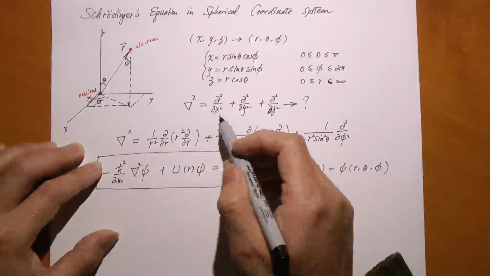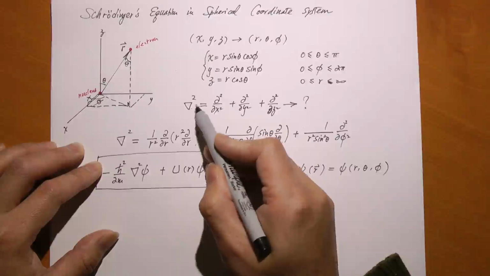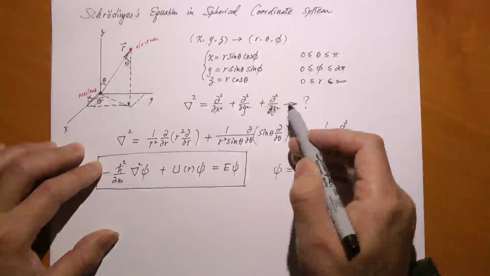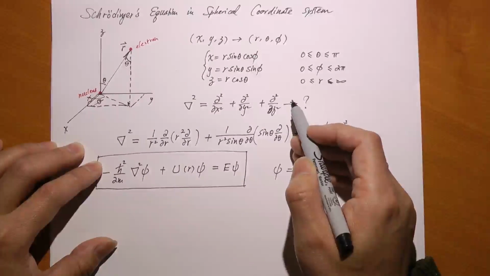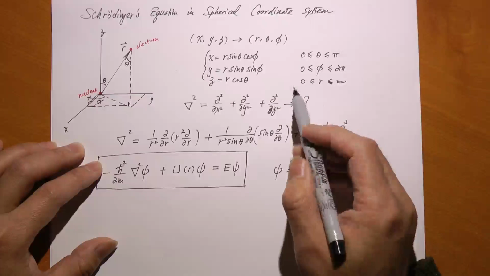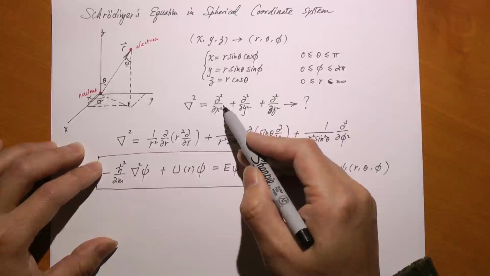And in the Schrodinger's equation, we have a Laplace operator, gradient squared. This is its expression in the Cartesian coordinate system, x, y, z. And we need to rewrite it in spherical coordinates. So how does one do that? Well, it's a little tedious, but it can be done.